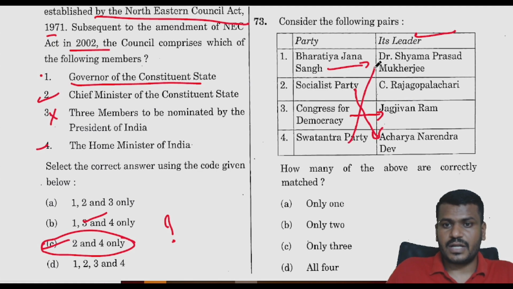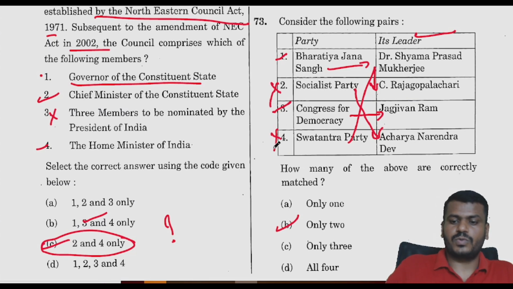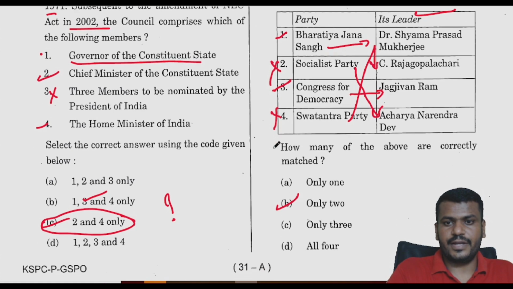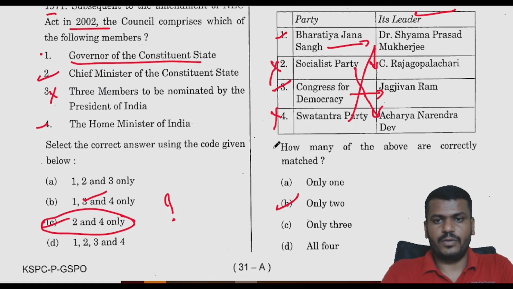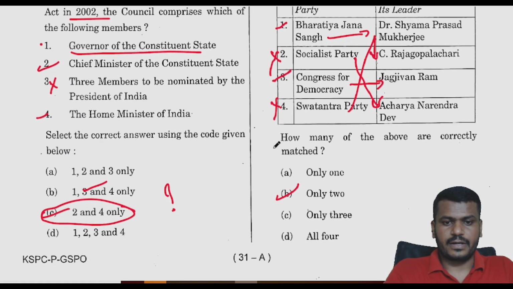Swatantra Party was started by C. Rajagopalachari. Okay, so that's why here only two pairs are correctly matched. The first one is matched and the third one is matched. This is not matched, this is not matched. There was a slight mismatch, so please check once, and I have corrected it there.